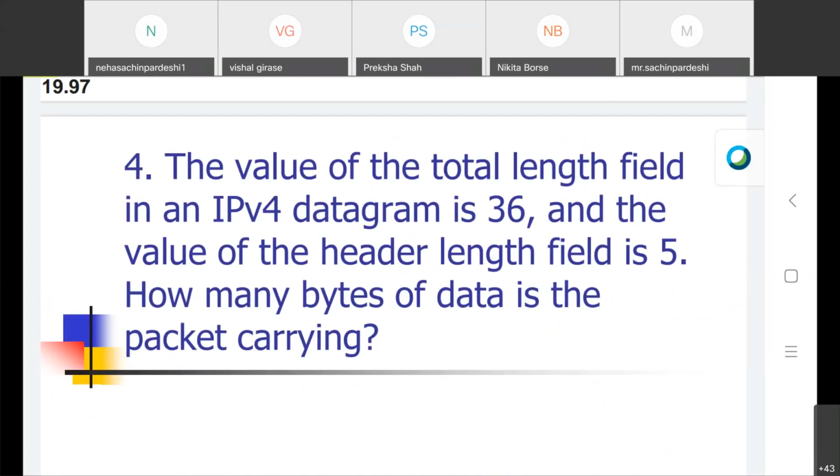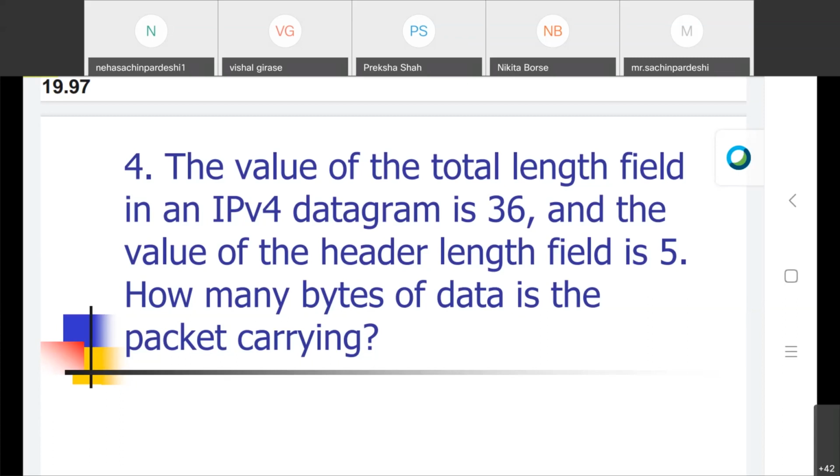The value of the total length field in an IPv4 datagram is 36, and the value of the header length field is 5. So how many bytes of data is the packet carrying? Here the total length is 36. So what is the header length? The header length value is 5.